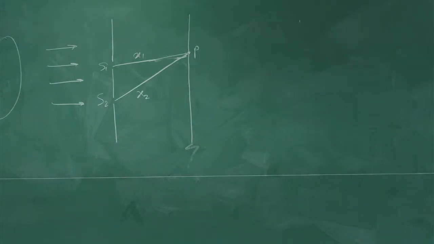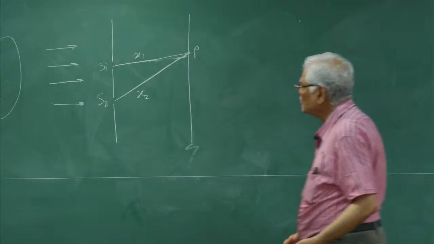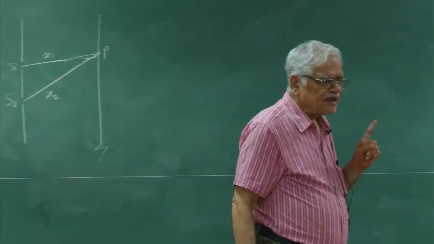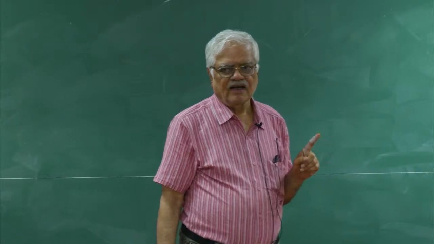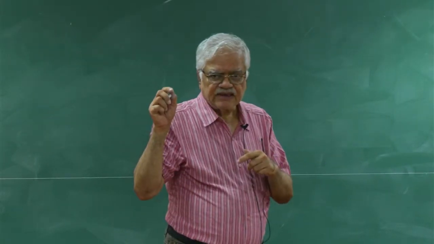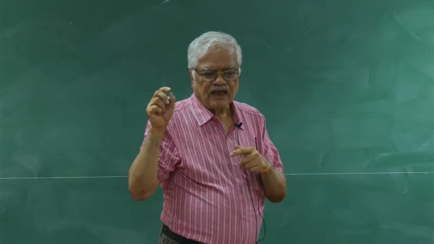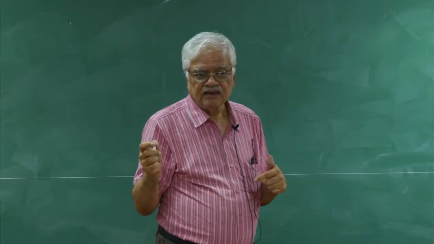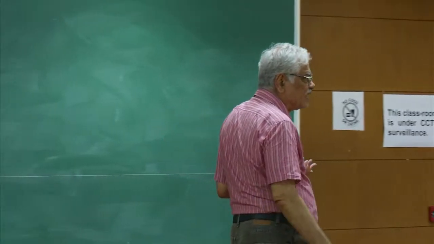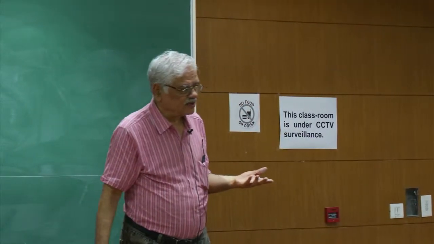So this is important. How do I get these two sources? I have only one particle at a time in the apparatus, and I have two slits. And still I am getting an interference pattern. So that means I must have two sources. These two slits are acting as two sources.